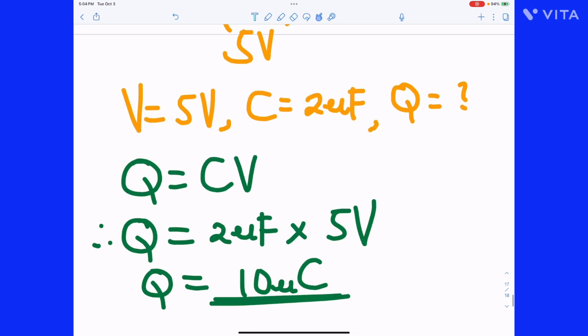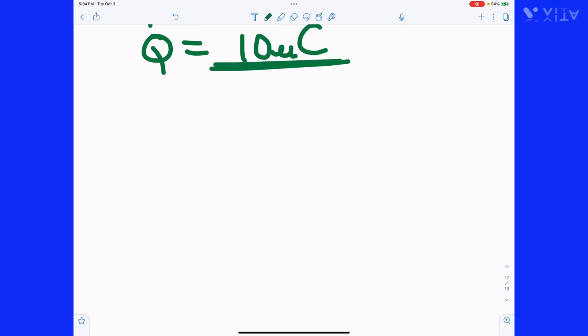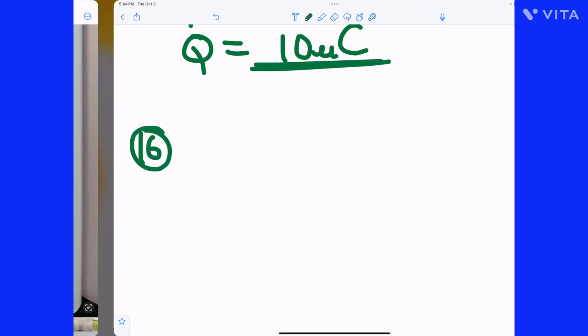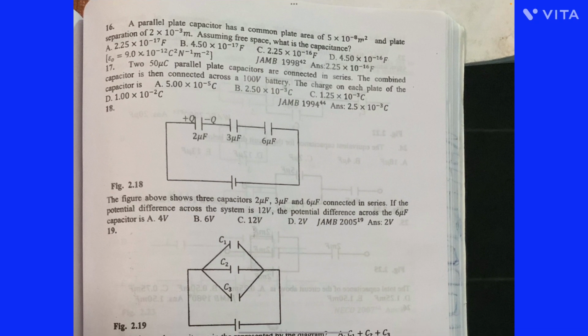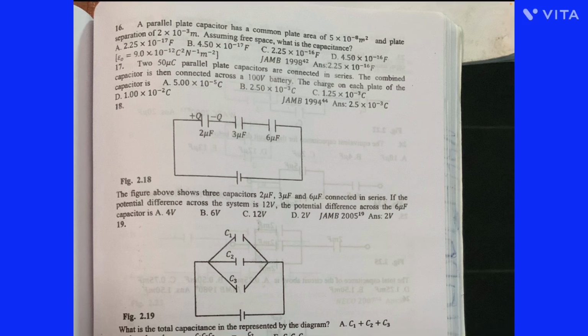So take note of that too. Question 16 says a parallel plate capacitor has a common plate area of 5 times 10 raised to power minus 8 meters squared and plate separation of 2 times 10 raised to power minus 3. Assuming free space, what is the capacitance?